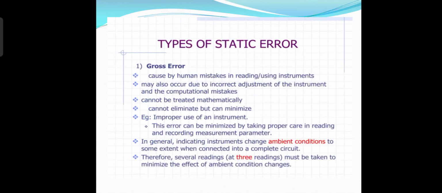First, we will see what gross error is. Gross error mainly occurs due to human mistakes. These errors occur while noting down the readings and while making calculations. It can't be treated mathematically and we cannot eliminate it, but we can minimize this error. For example, when we use the instrument in an improper way, the error occurrence will be high. If we use it with a higher degree of consciousness, the error occurrence will be low.